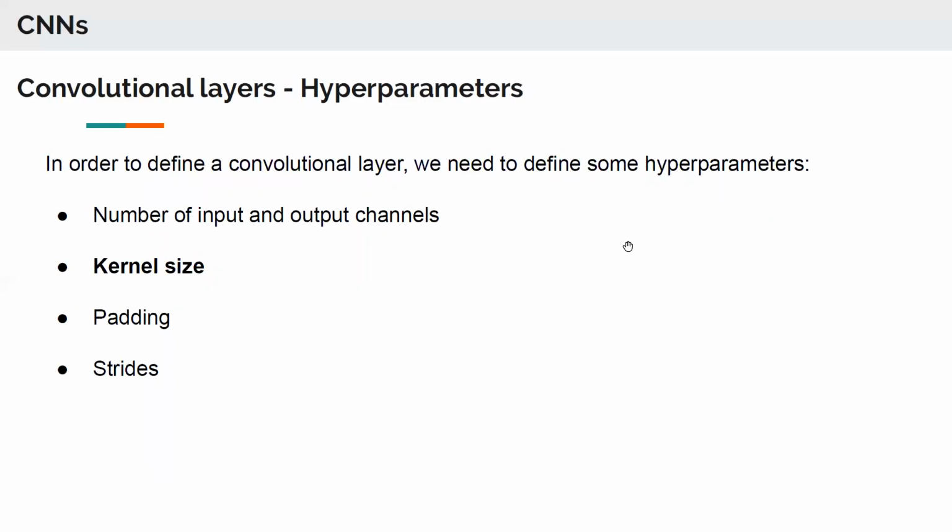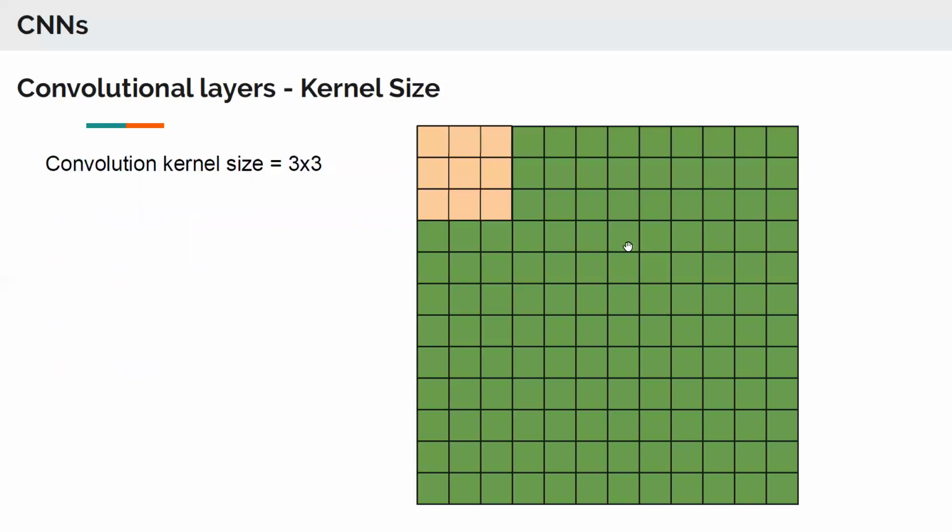So now we understand the number of input and output channels. The next thing to look at is kernel size. This is basically, well, the size of the convolutional kernel. So far we have been looking at 3 by 3 kernels, but it's also possible to have 5 by 5 kernels. And usually we don't go beyond this, but in theory we could.